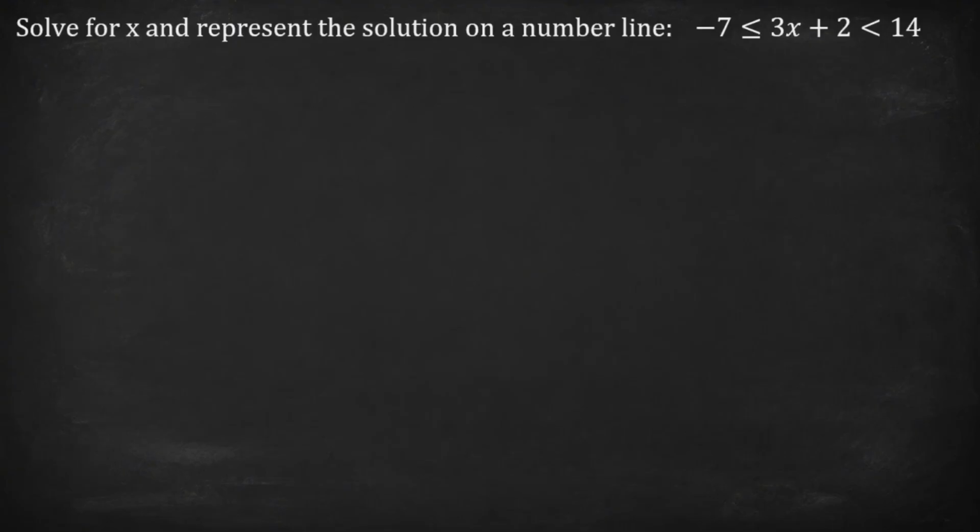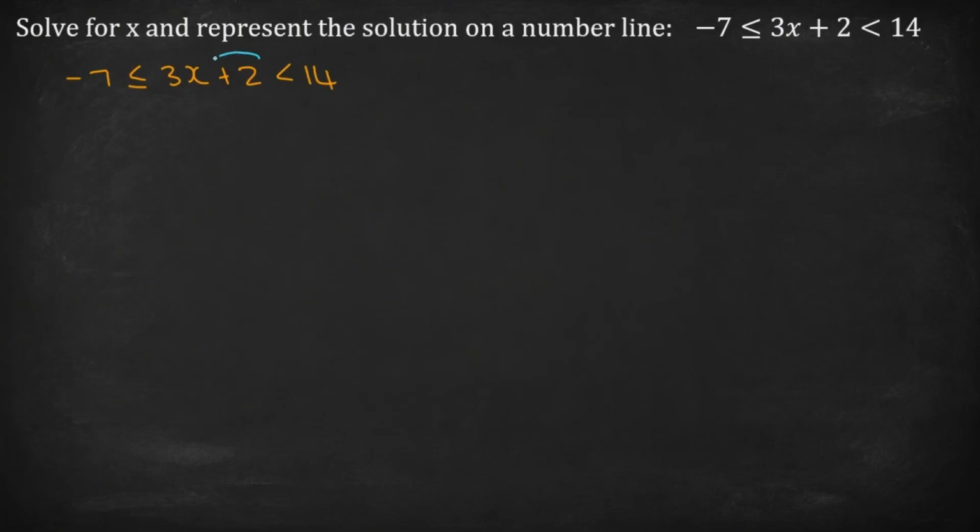This example is different than the ones that we did before because here we have a compound inequality that we have to solve, meaning we are dealing with two inequality signs. So our goal is to get x alone in the middle. And when we solve a compound inequality, we must perform the same operation on all three parts of this inequality. But first, let's rewrite this inequality. Like I said, we have to get x alone in the middle.